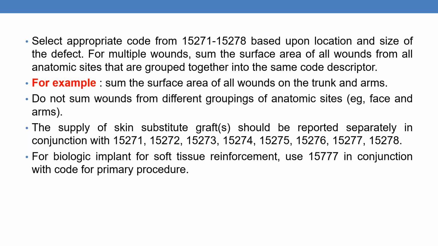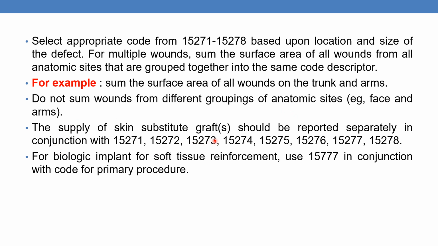The guidelines are mostly similar for autograft or tissue cultured autograft and skin substitute grafts. Select appropriate codes from 15271 to 15278 based upon location and size of the defects. And this is also the same. For multiple wounds, we need to sum up the surface area of all wounds from anatomical sites that are grouped together into the same code descriptor. For example, sum the surface area of all wounds of trunk and arms, but we should not sum the wounds of face and arms, because they come from different groupings of anatomical sites.